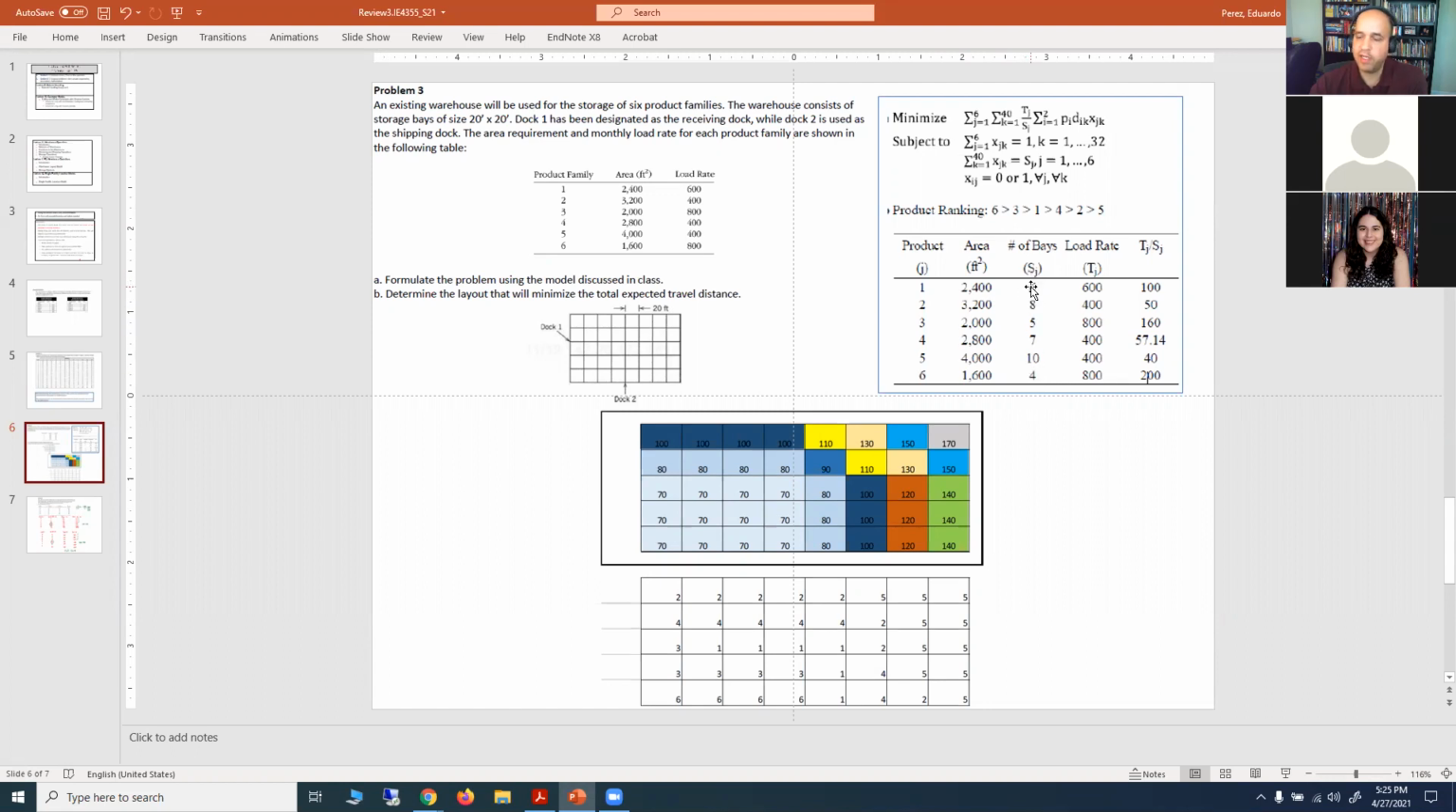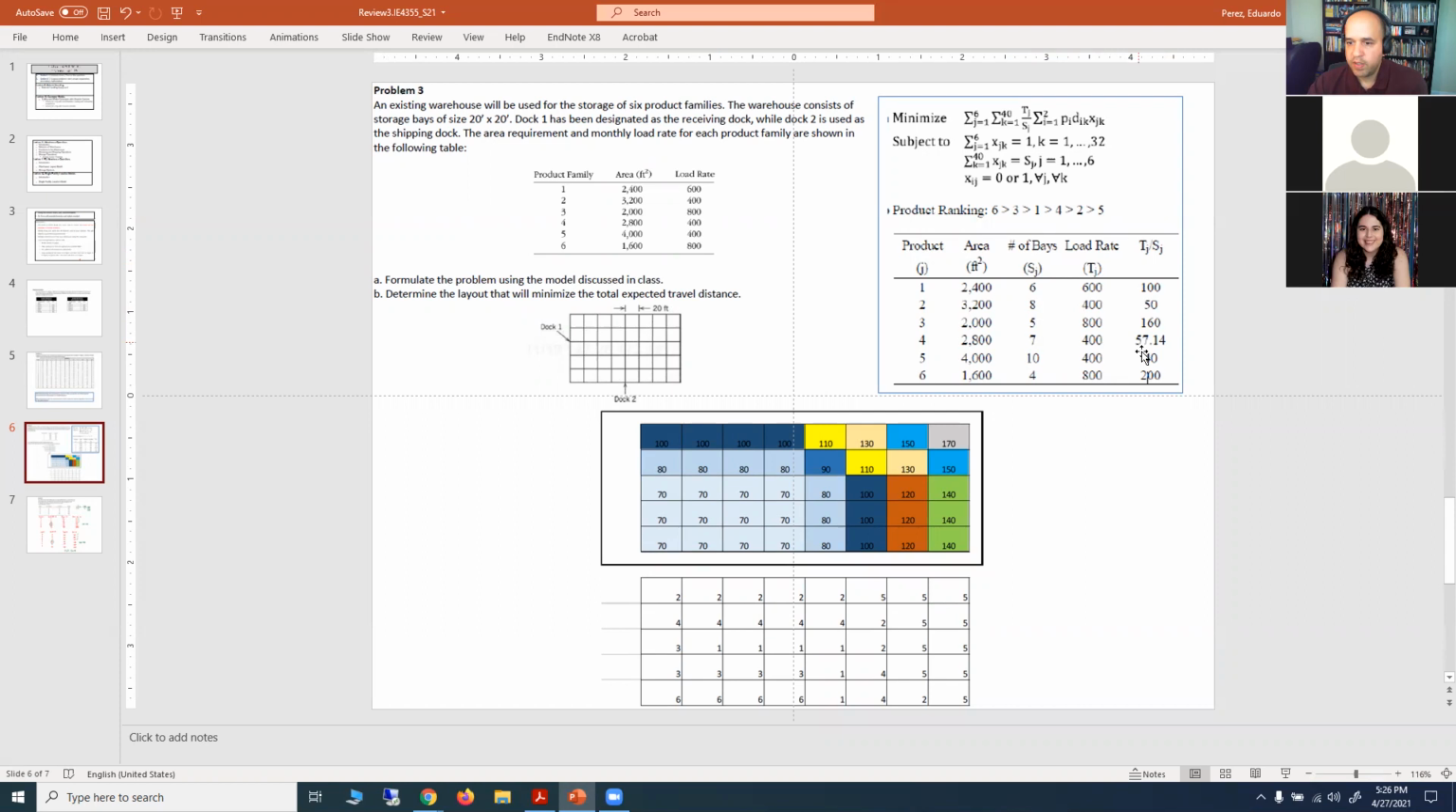We're going to need the SJ to determine the ratio to rank the products. So we have SJ, the loading rate is given. Using this information, we can define this ratio, and I have the values here for the ratio. So 600 by 6, that's 100. 400 by 8 is 50, and so on.